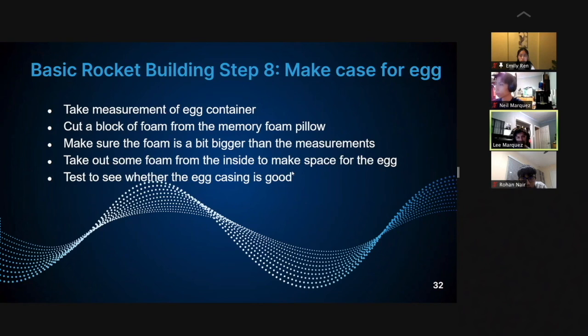For step 8, we need to make a case for the egg. We use foam from a memory foam pillow, or we use foam from pool noodles, and both these are good options. We take measurements of the egg and we cut the foam into the shape of an egg so that the egg can be inside the foam, and we test if it's good or not.